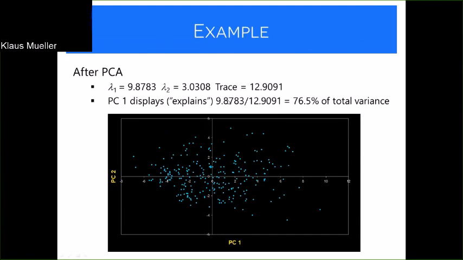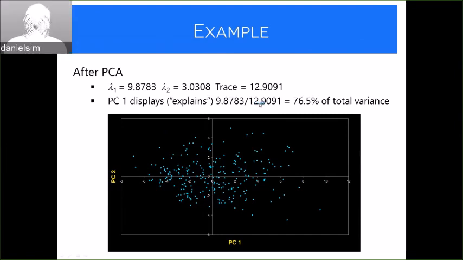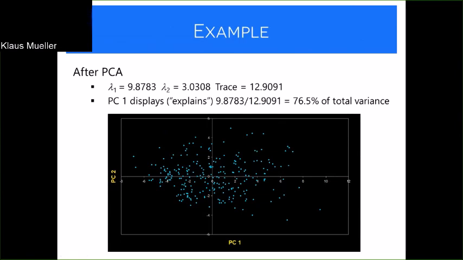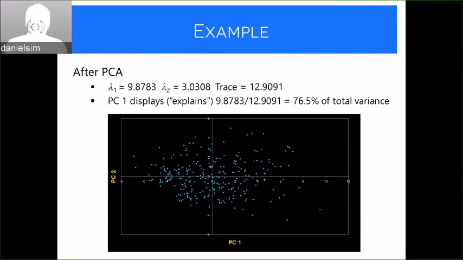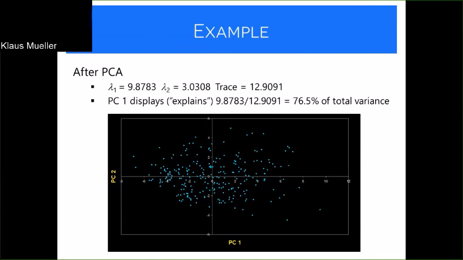Then you can compute the percentage of this value with respect to the overall trace. So you take 9.87 over 12.9. That's 76.5% of the trace captured in lambda 1, in the first eigenvector. So you say 76.5% of the total variance is explained by this particular eigenvector, and the remaining 23.5% is explained by the second lambda. You can see it's relatively small compared to this one. It's basically a third, so about two thirds are explained by the first one.